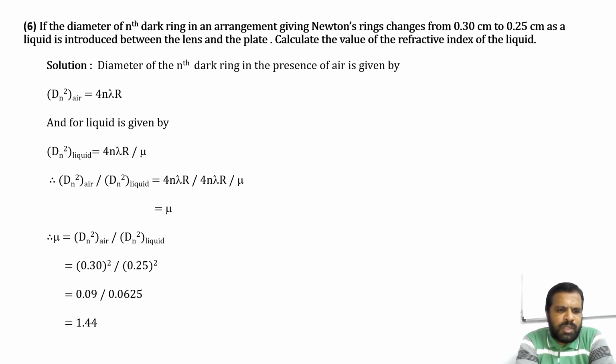Therefore, mu is equal to dn square in air divided by dn square in liquid. That is equal to 0.30 whole square divided by 0.25 whole square. That is equal to 0.09 divided by 0.0625. That is equal to 1.44.